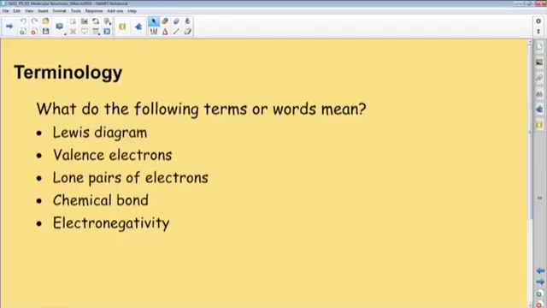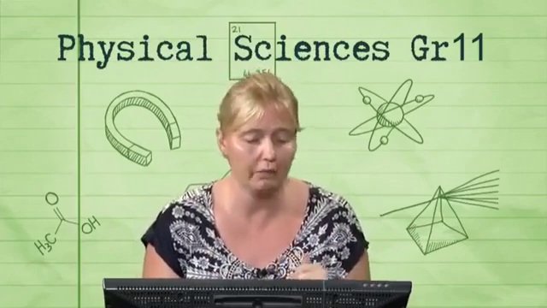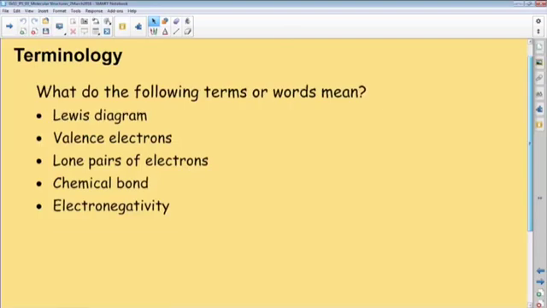First thing, terminology. I'm going to read the terms to you, and then I'm going to give you 3 minutes. I want you to just note down with your partner or on your own what you think these terms mean, and then we'll come back and do them together. But let me read them through for you, and then I'll let you go. So the first one, Lewis diagram. The second term, valence electrons. The third one, lone pairs of electrons. The fourth one, a chemical bond, and the fifth one, electronegativity.